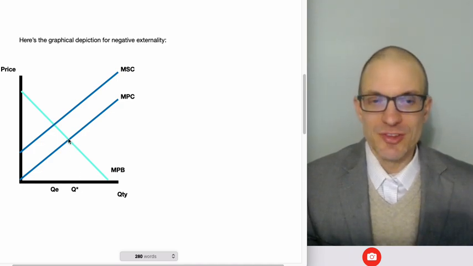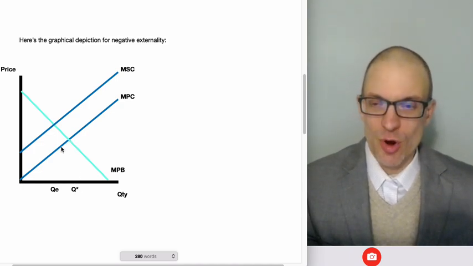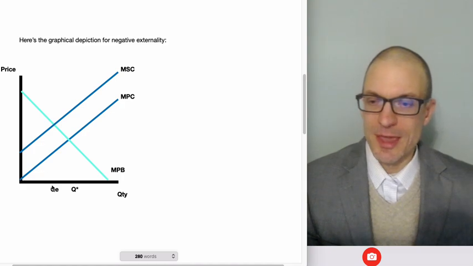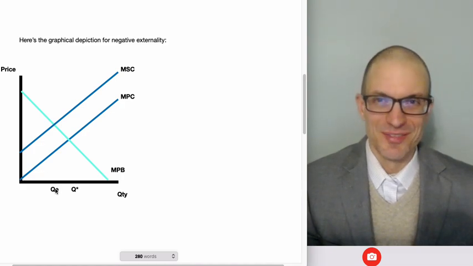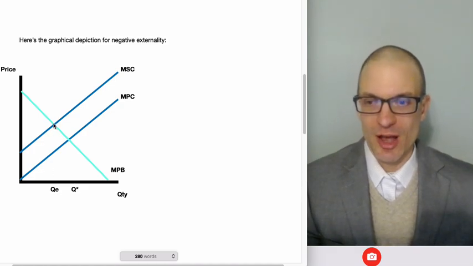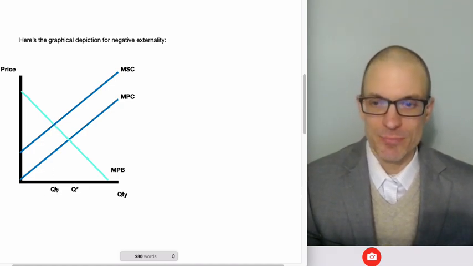And what happens is the decision makers are only paying attention to their own costs. They're ignoring the spillover cost to bystanders. The vertical height right here is the externality. That's the same distance right here. And the efficient quantity is lower. We get inefficient overproduction with the negative externality. We should be all the way back here. If we paid attention to these much higher costs, we'd produce a lower quantity.